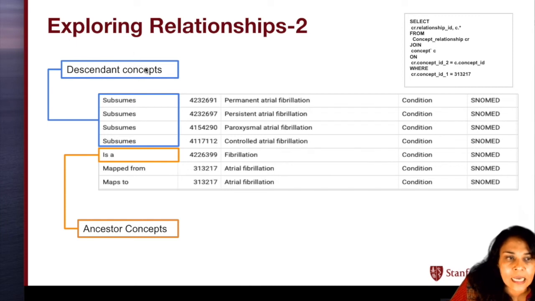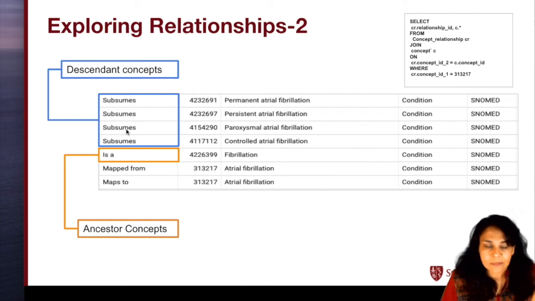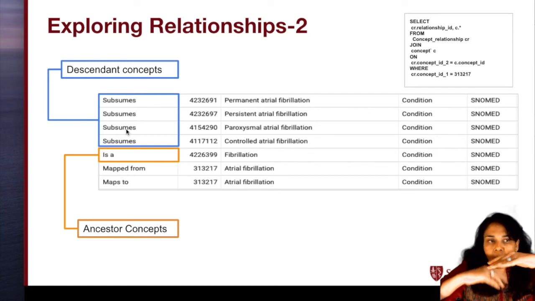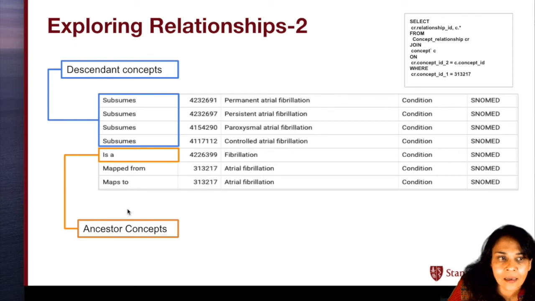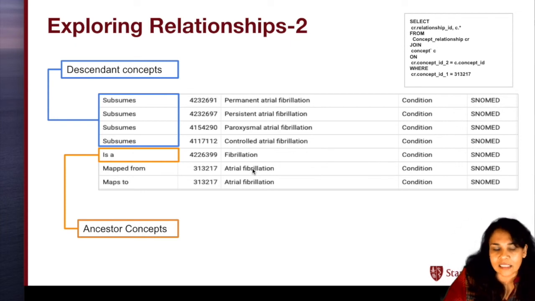Subsumes typically are the descendant concepts, right? A subsumes B. So A is the parent of B, and is an ancestor concept. So if atrial fibrillation is a fibrillation, then fibrillation subsumes atrial fibrillation. Atrial fibrillation is a fibrillation. Mapped from and mapped to are basically when you're mapping to standard concepts, so you can think of them as equivalent.